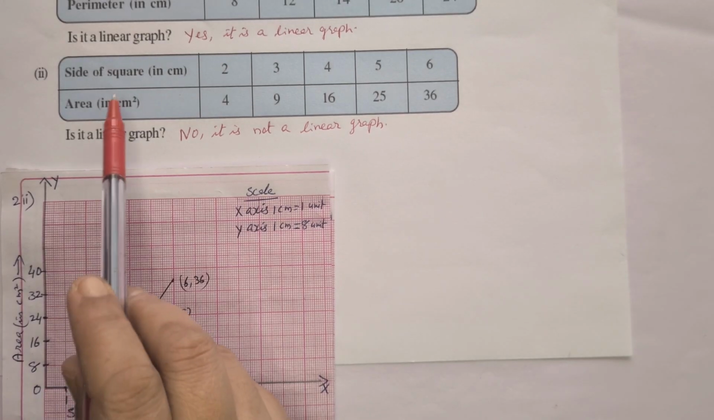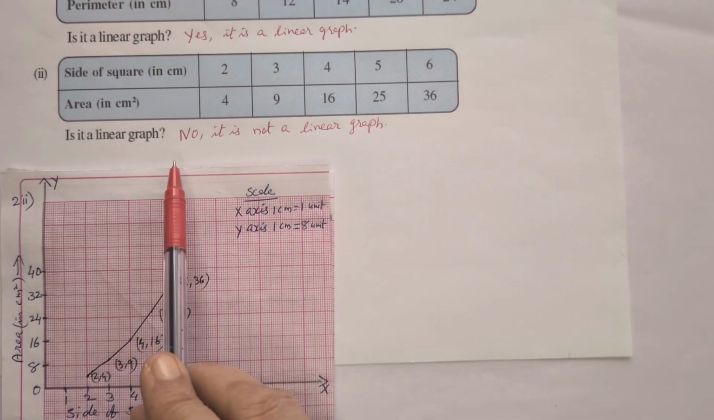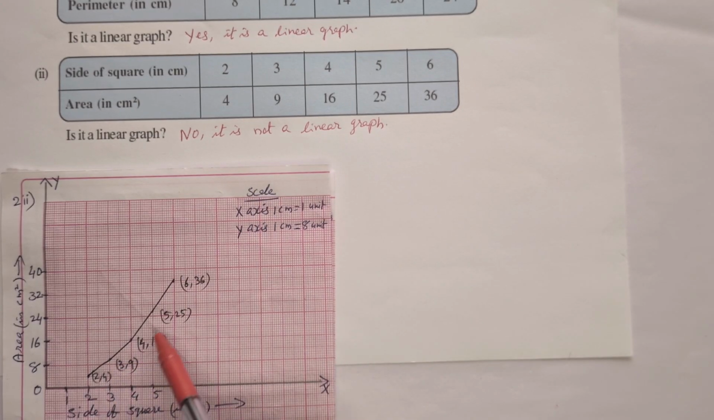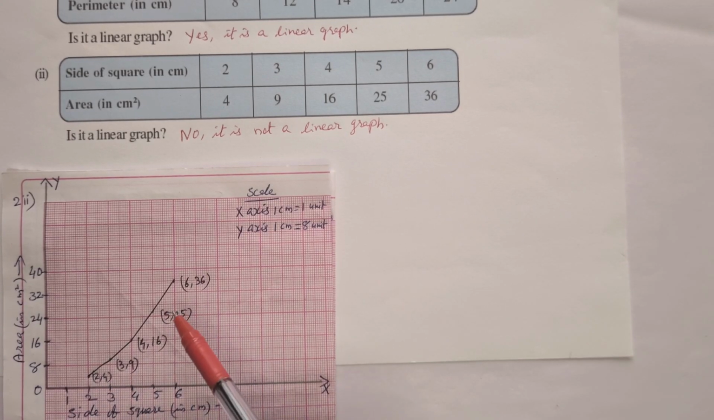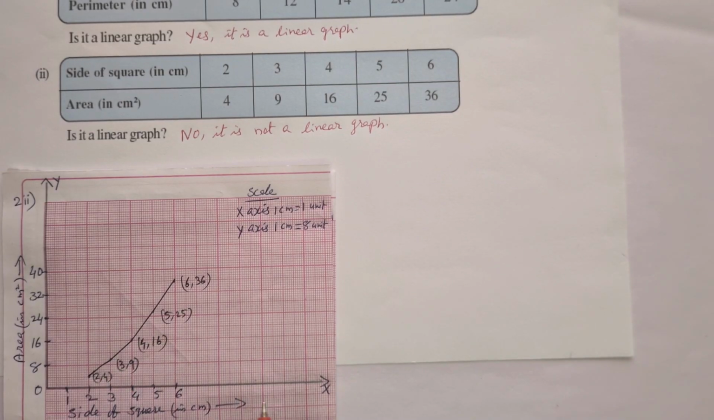Second part of the question: there the side of the square and the area are given. Side of the square is on the x-axis and area on the y-axis. Scale is 1 centimeter equal to 1 unit, and on the y-axis 1 centimeter equal to 8 units. Then plot the points. When we plot and join the points, we can see it is not a straight line. Is it a linear graph? No, it is not a linear graph. If all the points, when joined by the scale, give a straight line, only then is it a linear graph, otherwise not. Here it is not a straight line, so this is not a linear graph.